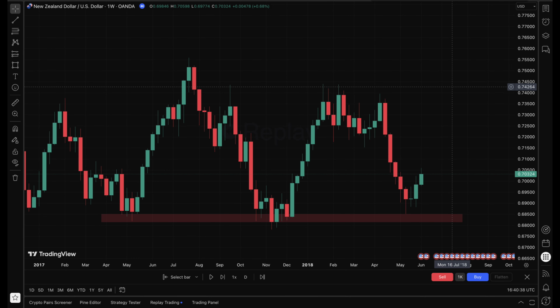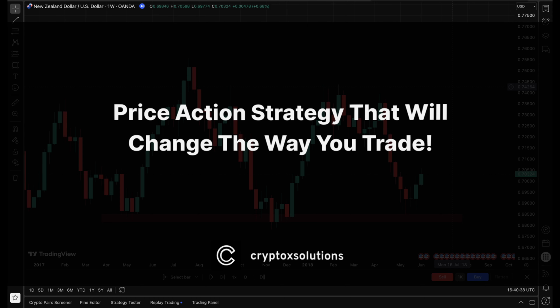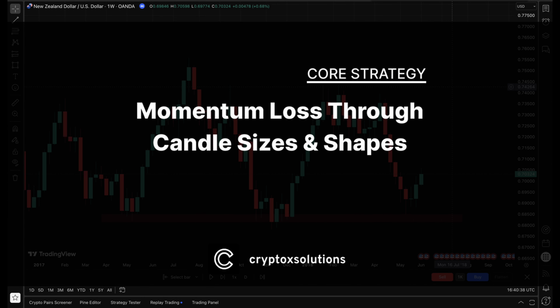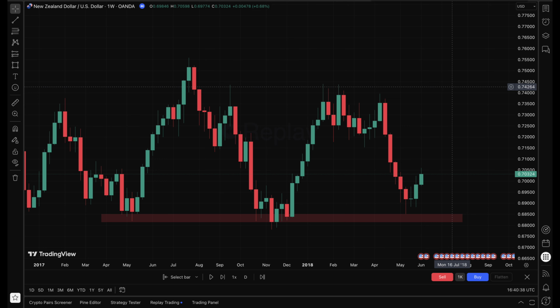Hey guys, in this video, I will show you a price action trading strategy that will change the way you trade. Now, the core of the strategy relies on the concept of momentum loss shown through candle sizes and shapes, which is a very powerful price action technique. Here we have the Kiwi dollar.